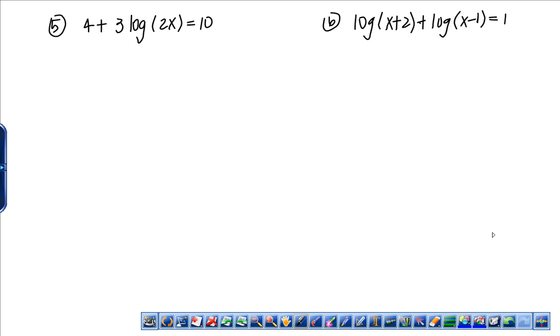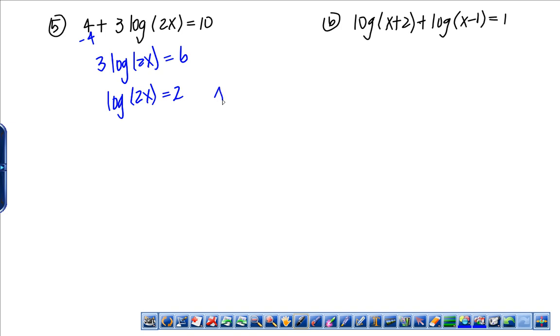Okay, let's try this one. This one actually has a log in it, so I'm going to leave it. How about we subtract 4? So this is going to give me 3 log of 2x, and that is going to be equal to 6. And then I'm going to divide by 3, so that gives me log of 2x, and that's equal to 2.